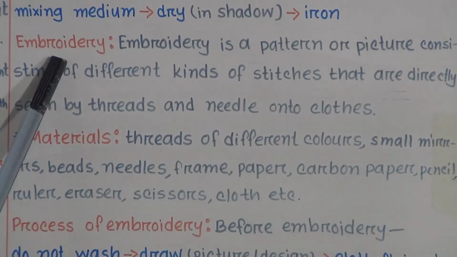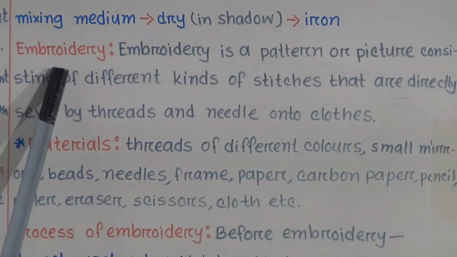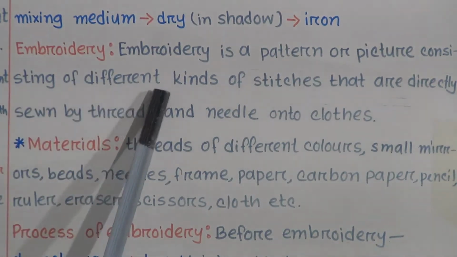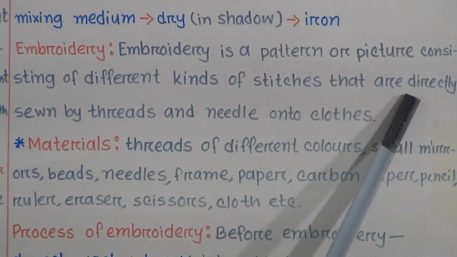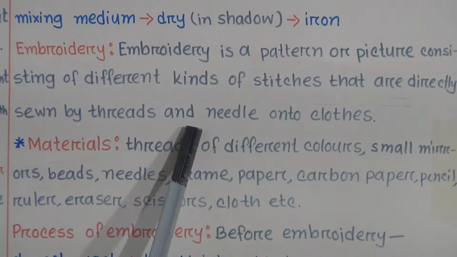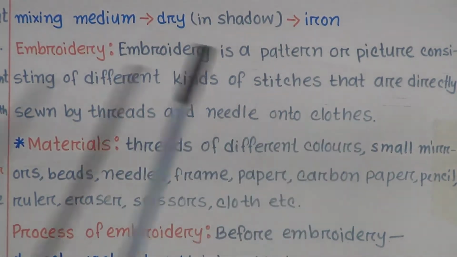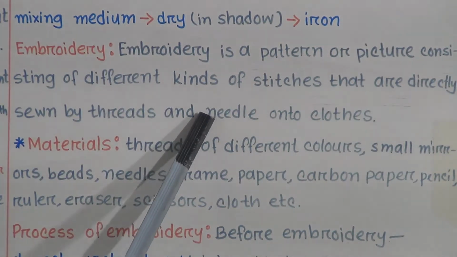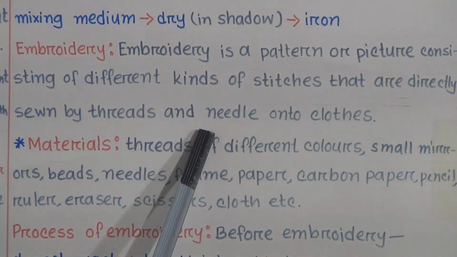Now we'll learn about embroidery. So what is embroidery? Embroidery is a pattern or picture consisting of different kinds of stitches that are directly sewn by threads and needle onto cloths. So this is very important. What is embroidery? Please learn this, learn the definition. It will be in your oral sheet.